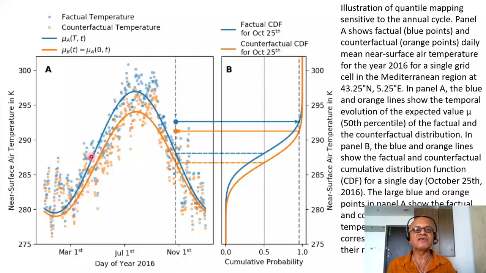But nonetheless, you can see that the factual temperature is clearly higher, and then you compute the cumulative distribution functions for a particular day here, October 25th of 2016, for which you are trying to do the attribution, and then you are looking at cumulative probabilities and how they changed for a particular range of temperatures going from there to there or there to there, and you can see how the factual cumulative distribution function and counterfactual cumulative distribution functions for October 25th are changed by the human activities and global warming.